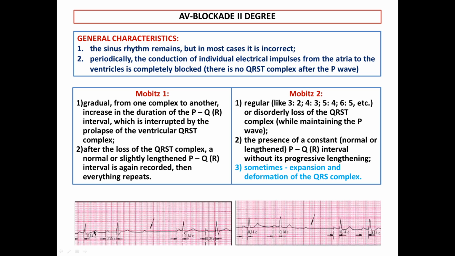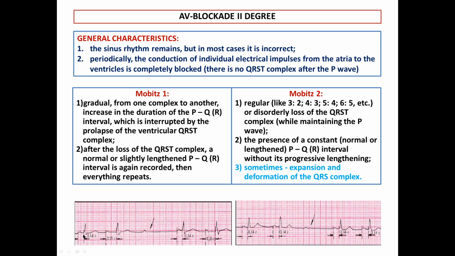For Mobitz 1, a gradual increase in the duration of PQ intervals from one complex to another is characteristic, which is interrupted by the prolapse of the ventricular QRS complex. After the loss of the QRS complex, a normal or slightly lengthened PQ interval is again recorded, then everything repeats.